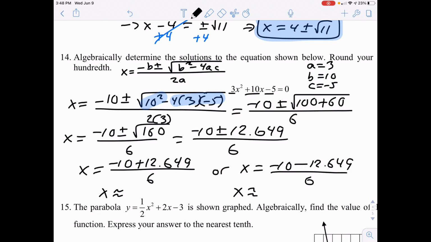In the first solution, we get approximately 0.44 when we put that in our calculator. I would urge you, when you put this in your calculator, put that in and then hit enter, then divide by 6. Similarly, put this in your calculator, hit enter, then divide by 6. For the second solution, you get about negative 3.77.